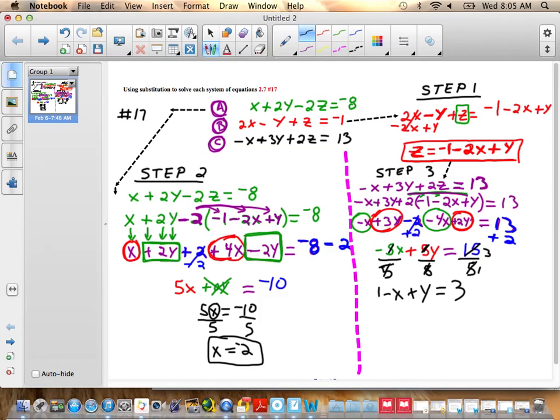So then I've eliminated z, because remember, that's the whole point in this, is to eliminate z. So I've eliminated z, and I have negative x plus y equals 3. So that's the whole point in these first couple steps, is to get rid of one of the variables.